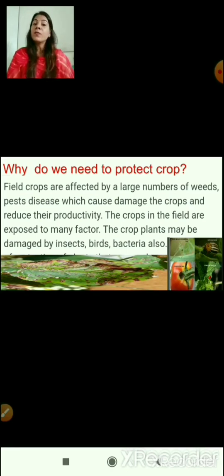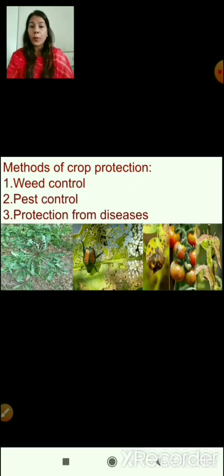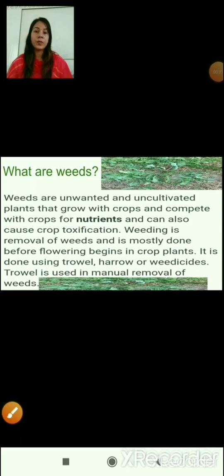So, the crops in the field are exposed to various types of factors, and the crop plant may be damaged by insects, birds, bacteria, fungus, etc. So, there is a need to protect our crop from these various types of threats so that we can get maximum productivity from that crop. Now, the methods of crop protection can be of various types, like weed control, pest control, and protection from different types of diseases. Children, first of all, we will discuss weed control.